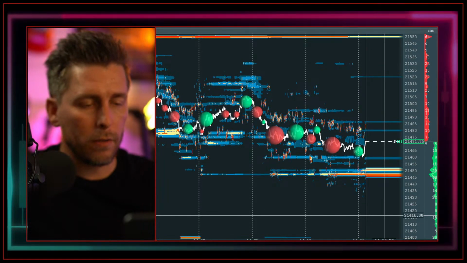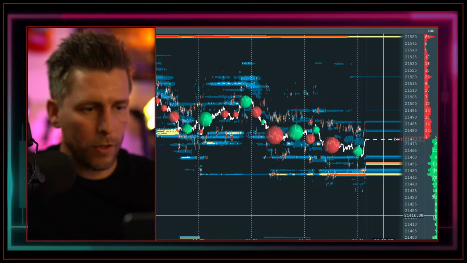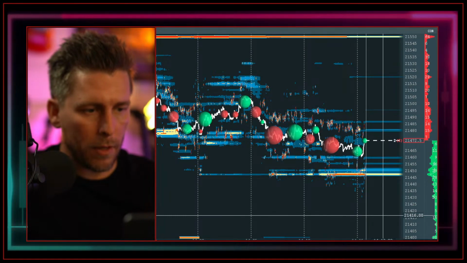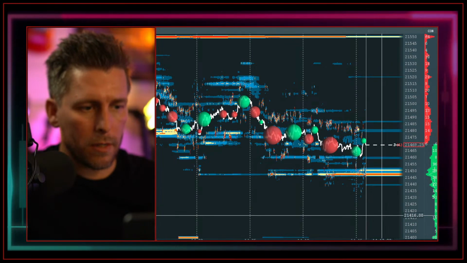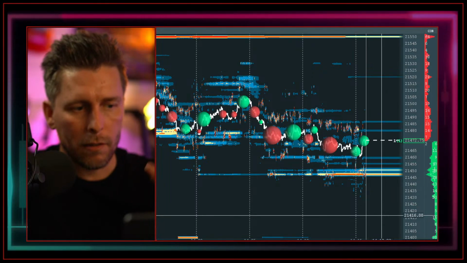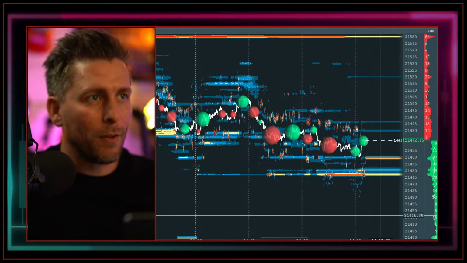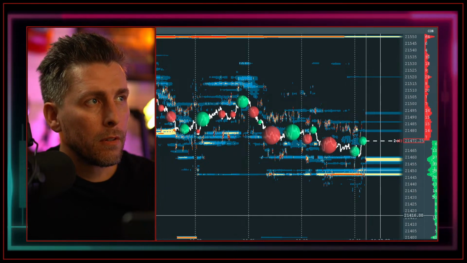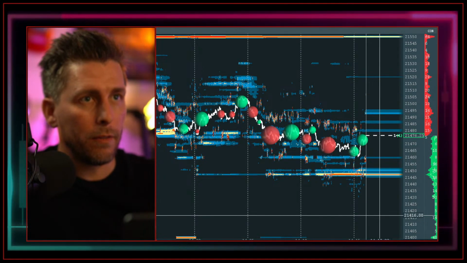That's your entry for the downward move. If she doesn't respect it, you're out. Stop loss here. Nice little 1.75, almost a 2-to-1. Depending on your risk, sometimes I don't even look at the risk. I just trade one mini, one micro, whatever you want to trade, because I ain't got time to measure and all that right now. I know pretty much.